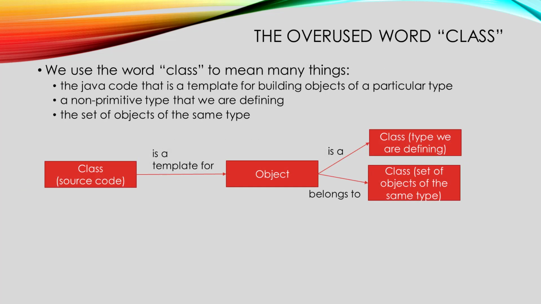Let's look at how those uses of the word class relate to each other. An object is a specific thing. There is a Java file that is a template for a group of objects that specifies what that object knows and what it can do. That object's class is a non-primitive type that we've defined, and that means that it belongs to the class that is the set of things of that type.